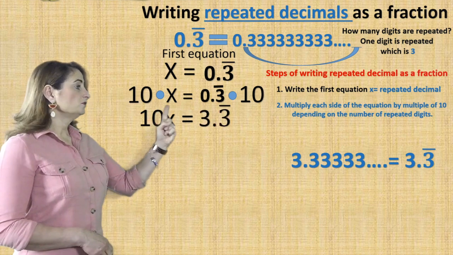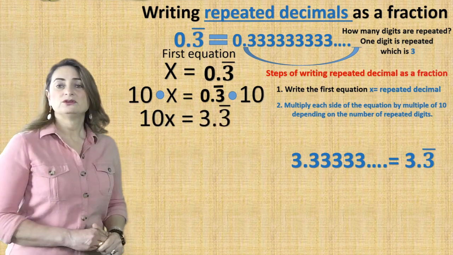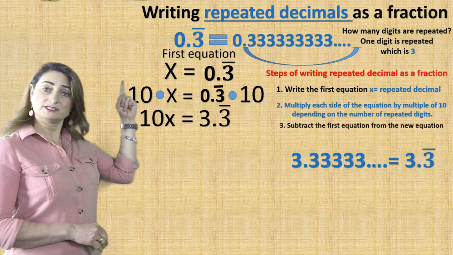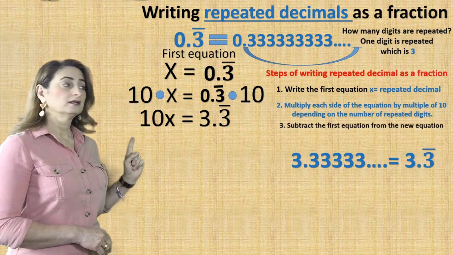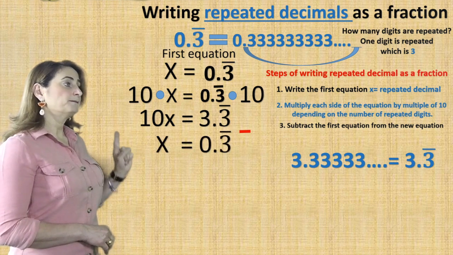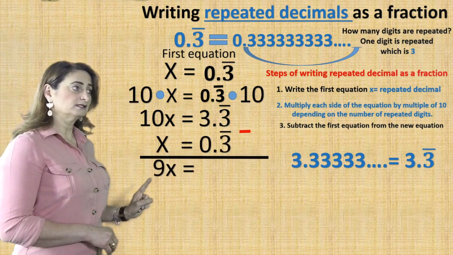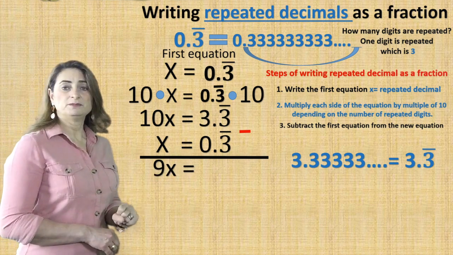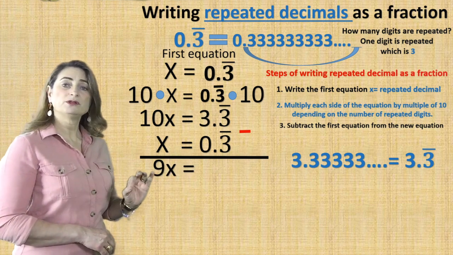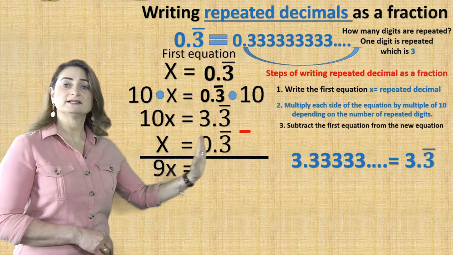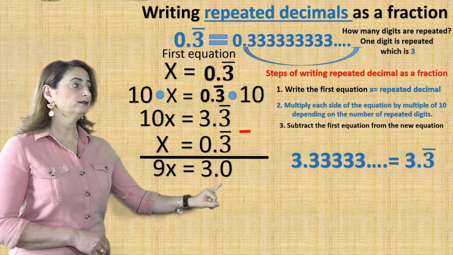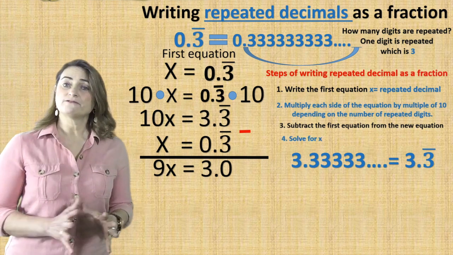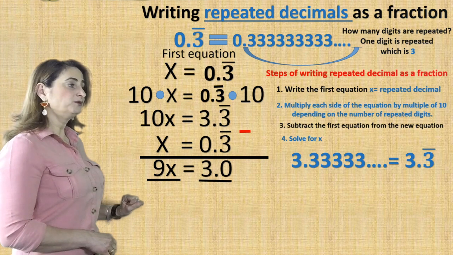So you end up with 10x equals 3.3 repeated. Now, the third step is to subtract the first equation from the new one. You end up with 10x minus x equals 9x, and 3.3 repeated minus 0.3 repeated. Now watch how, no matter what the 3 repeated is, when you subtract it from both of them, you end up with just 3. Now step number 4 is to solve for x by dividing both sides by 9.